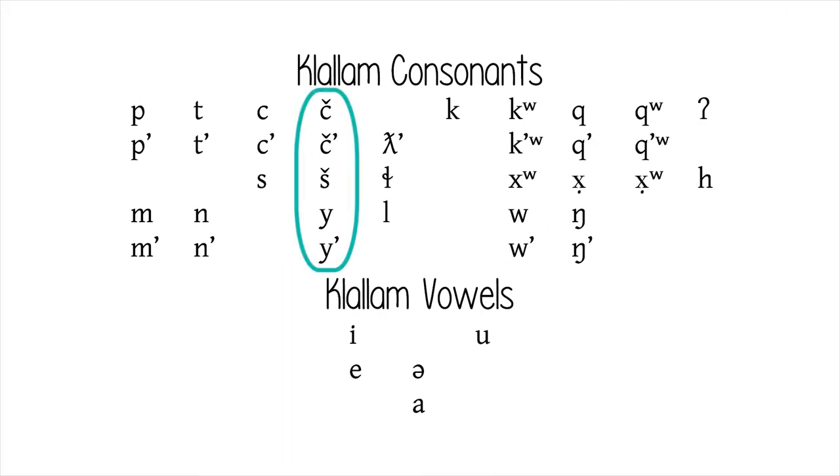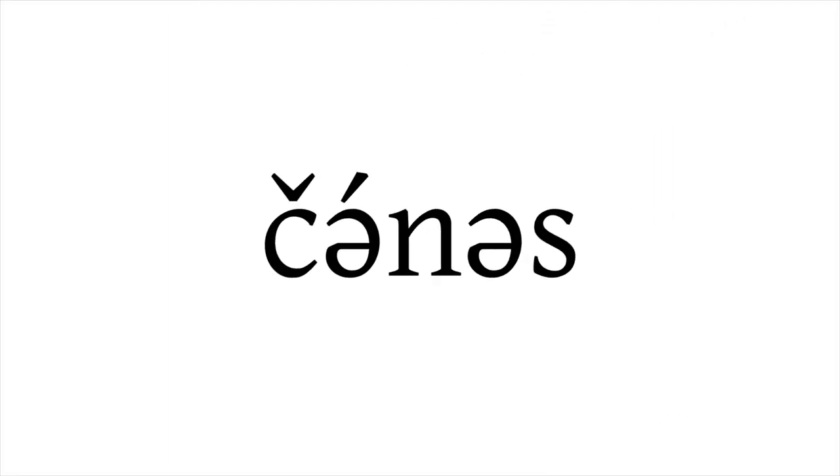C wedge, ejected C wedge, S wedge, Y, glottalized Y. These are produced with the tongue towards the front part of the roof of the mouth, a little farther back than for T. A C with a little V on top is called a C with a wedge. It's the same as the sound at the beginning and the end of the English word church. It's in the Klallam word for teeth. Chens.